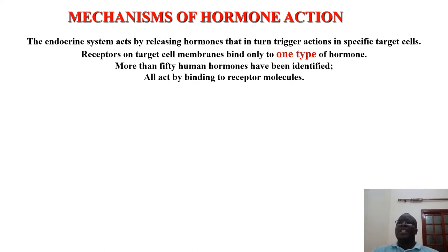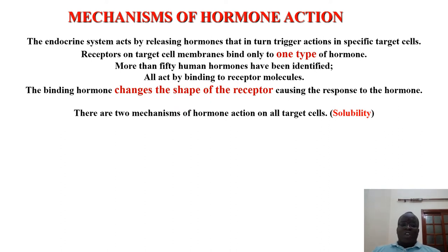So you find that there's a specific receptor for insulin, a specific receptor for glucagon, a specific receptor for thyroid hormone, parathyroid hormone. All those hormones will interact with specific receptors. That's why the response won't be the same. If the cell is responding to insulin, it's not the same response that you are going to get if the cell is responding to thyroid hormones. So there will be different responses dependent on which receptors are being activated.